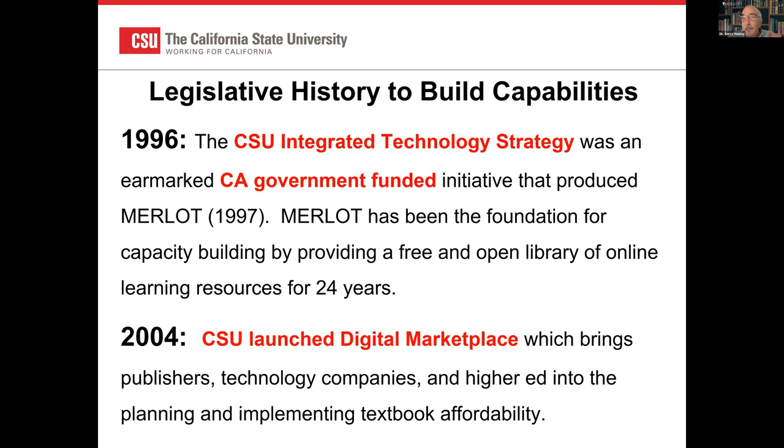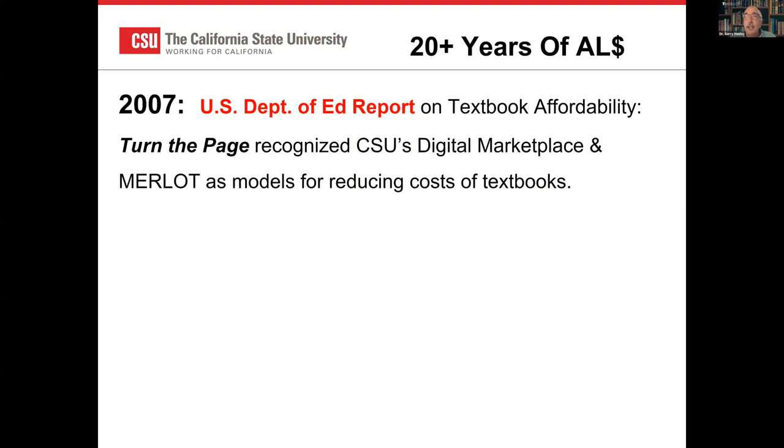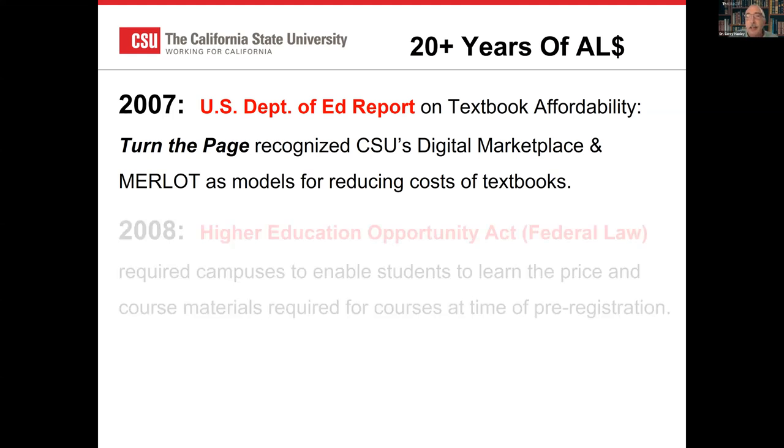In 2004, we launched something called the Digital Marketplace to bring publishers, tech companies, and higher education together to look at affordability changes. Then in 2007, if people are around, the U.S. Department of Labor report on Turn the Page talked about the impact of textbook affordability. This is where CSU's Digital Marketplace and MERLOT were recognized as models. I had done testimony along that line.